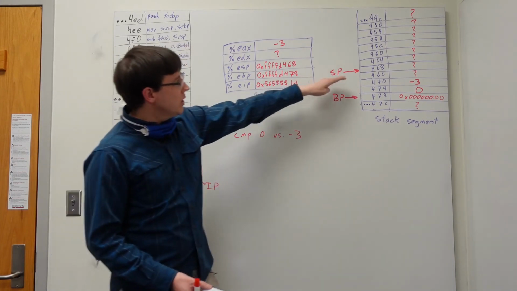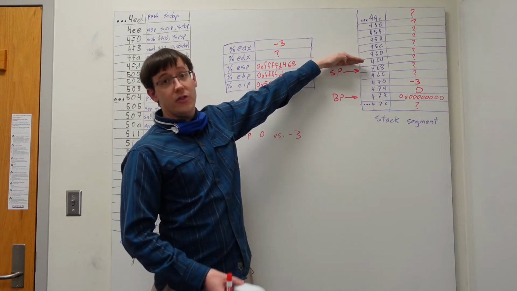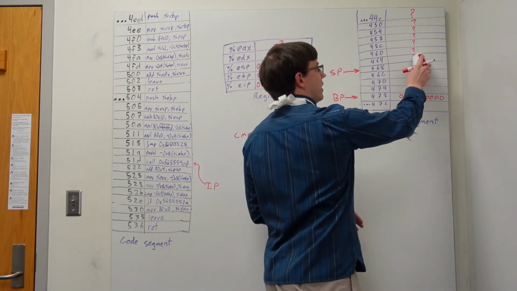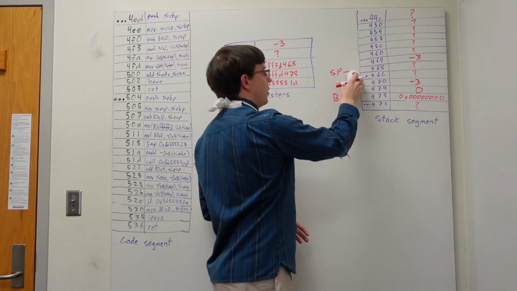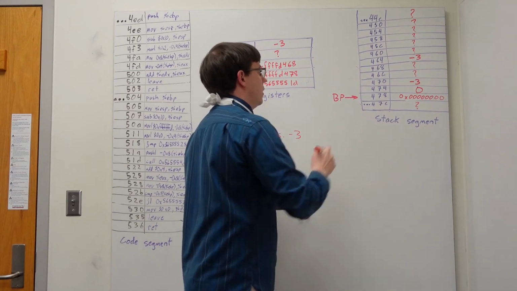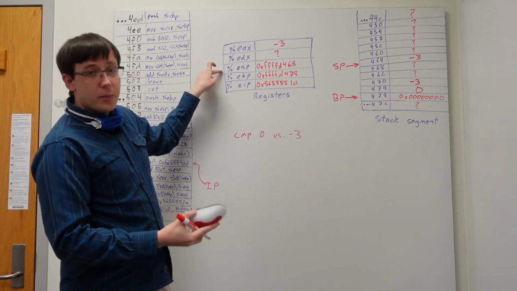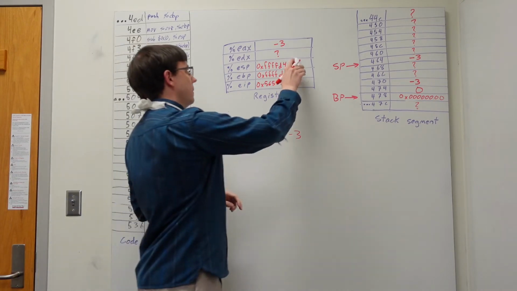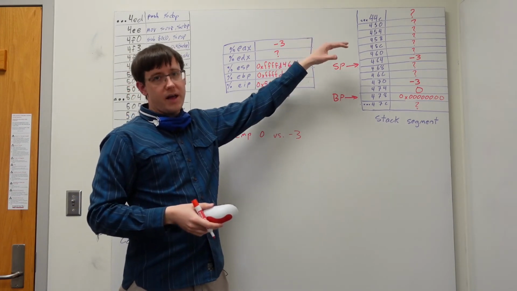When we push, we move the stack pointer up and put the data on the new top of stack location. So the minus 3 will end up here, and we are moving the stack pointer up by 1 location. And that means that the stack pointer register's value is being updated. We are subtracting 4, which moves us by 1 4-byte value.